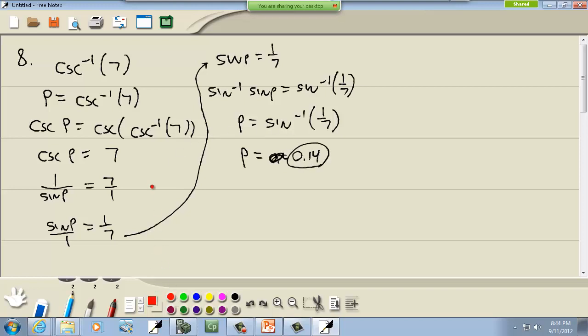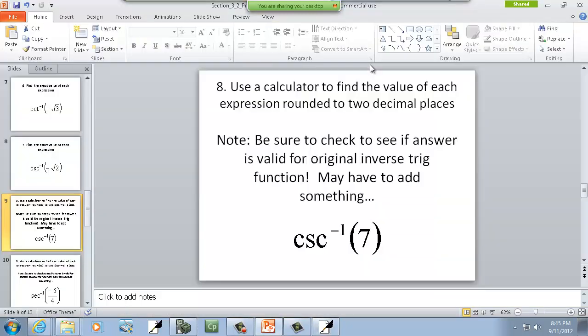Now you probably see a little bit of a trick here. You go from inverse cosecant to inverse sine. When I do that, see how this 7 becomes 1 over 7? That'll always work that way. So it's a shortcut. You don't have to sit there and do all those steps I just showed you.